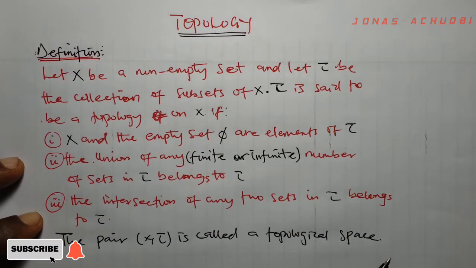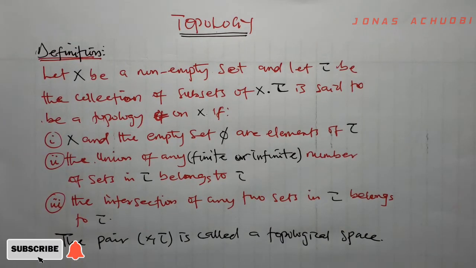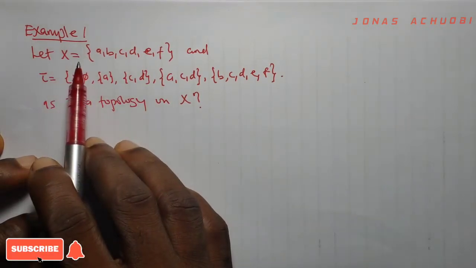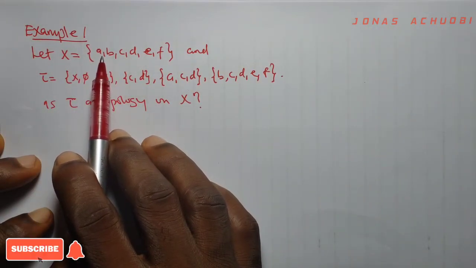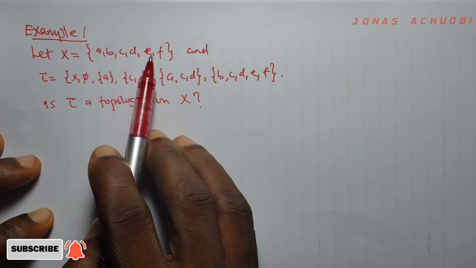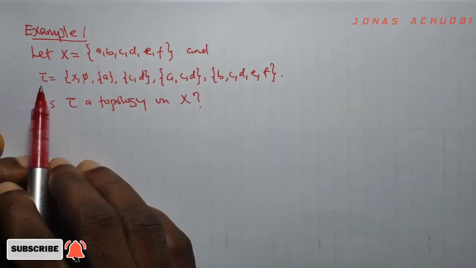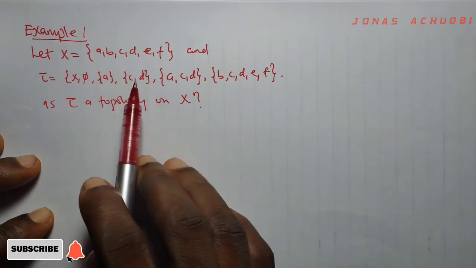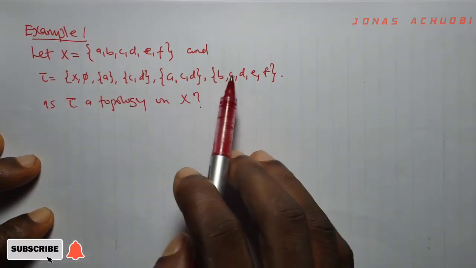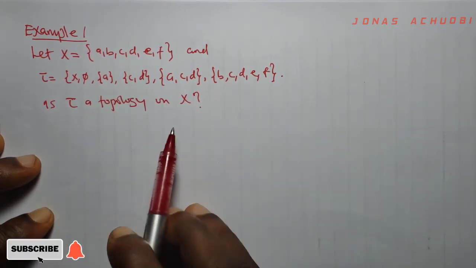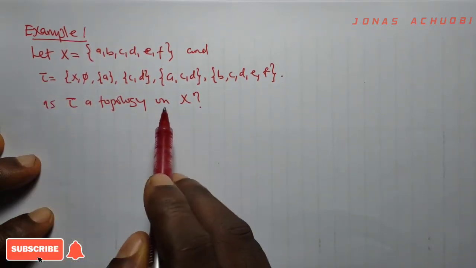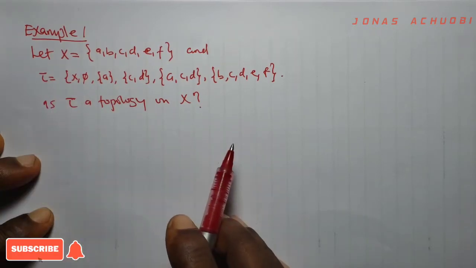We'll now take an example to clarify the concept of topology. Example 1. Let X equal the set with elements A, B, C, D, E, F, and tau the set with elements X, Phi, {A}, {C, D}, {A, C, D}, and {B, C, D, E, F}. The question is: is this collection tau a topology on the set X?